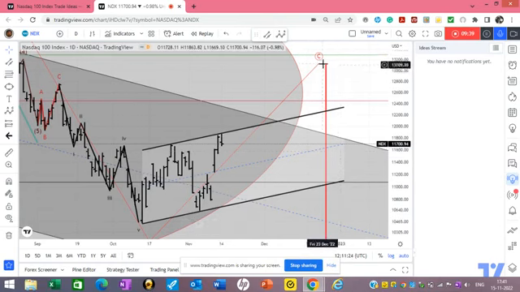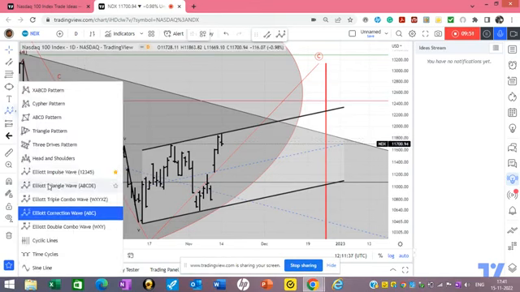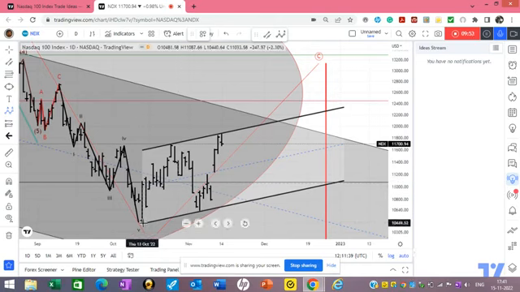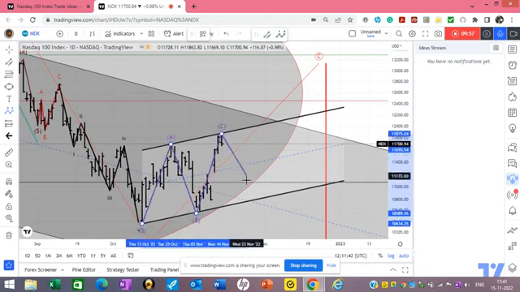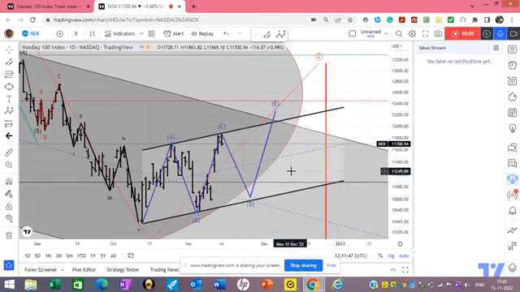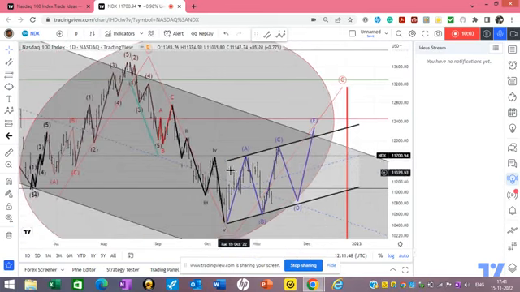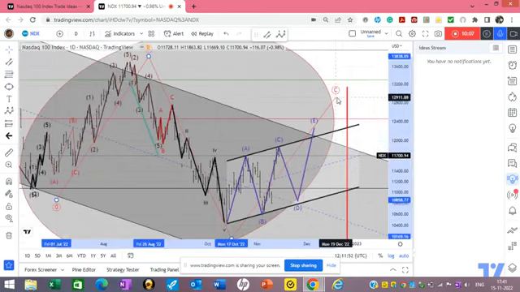Expecting a wave C. Now let us see whether there is a break of this trend line and the move is up, or whether this will be a triangle wave. So two possibilities. Trade wisely. All the best. A, B, C, D, and E. So both these moves, and this can be a running flat or an expanded flat.